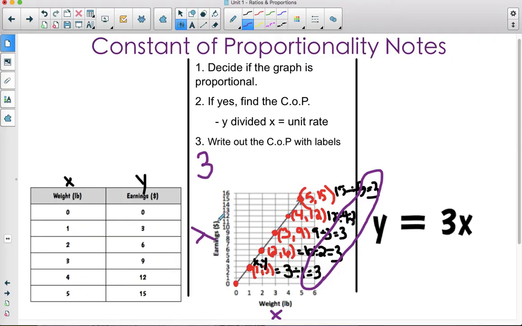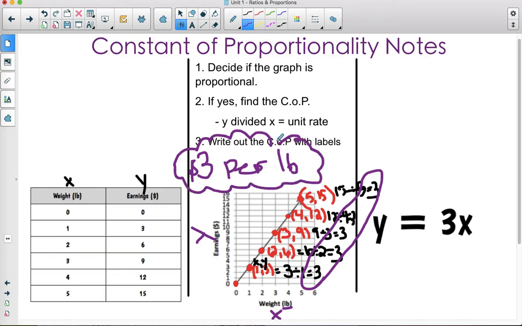Okay, so since my y value was the first number in my division question, I'm going to put that label first. So this will be $3 per, oh gosh guys, sorry, this is really hard to write with a mouse. And then my x label, which is pounds. So it's going to be $3 per pound. And then this here is our constant of proportionality. Okay, so that's everything there is to know about finding the constant of proportionality from graphs.